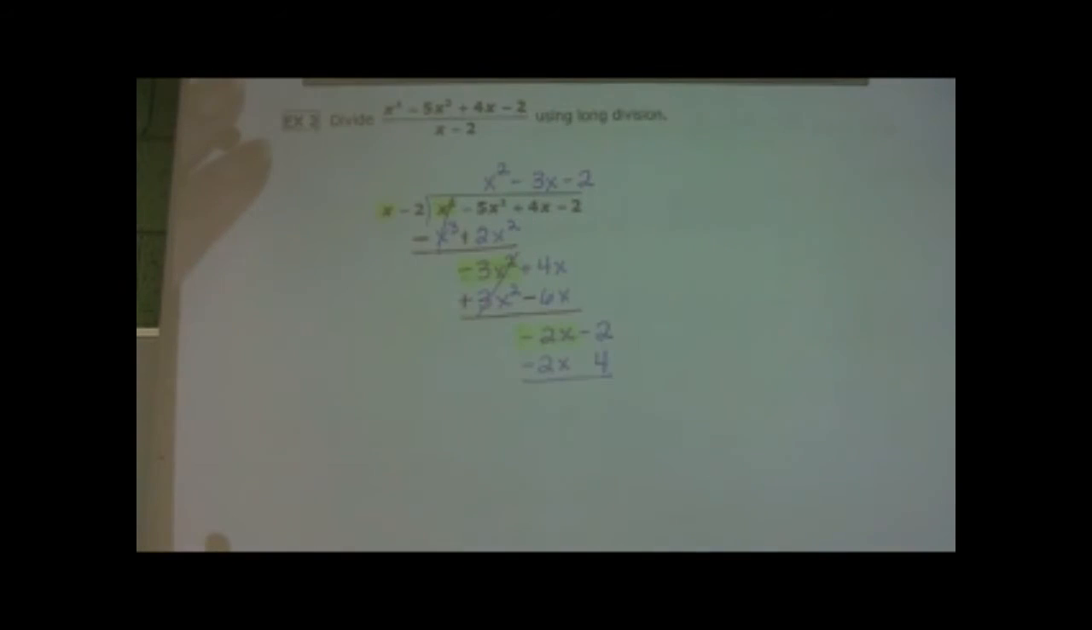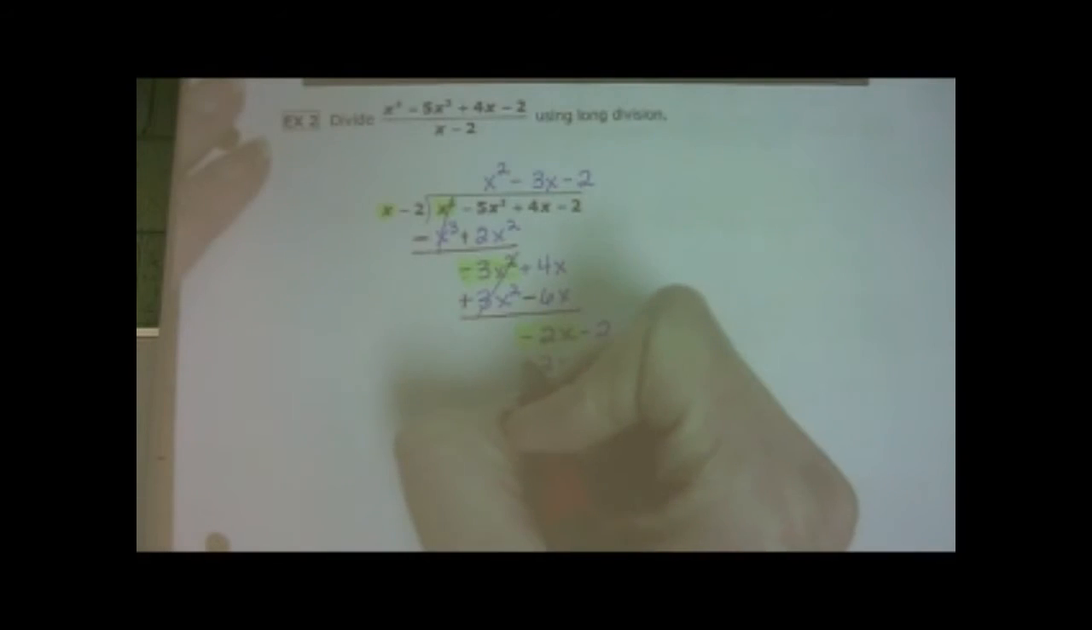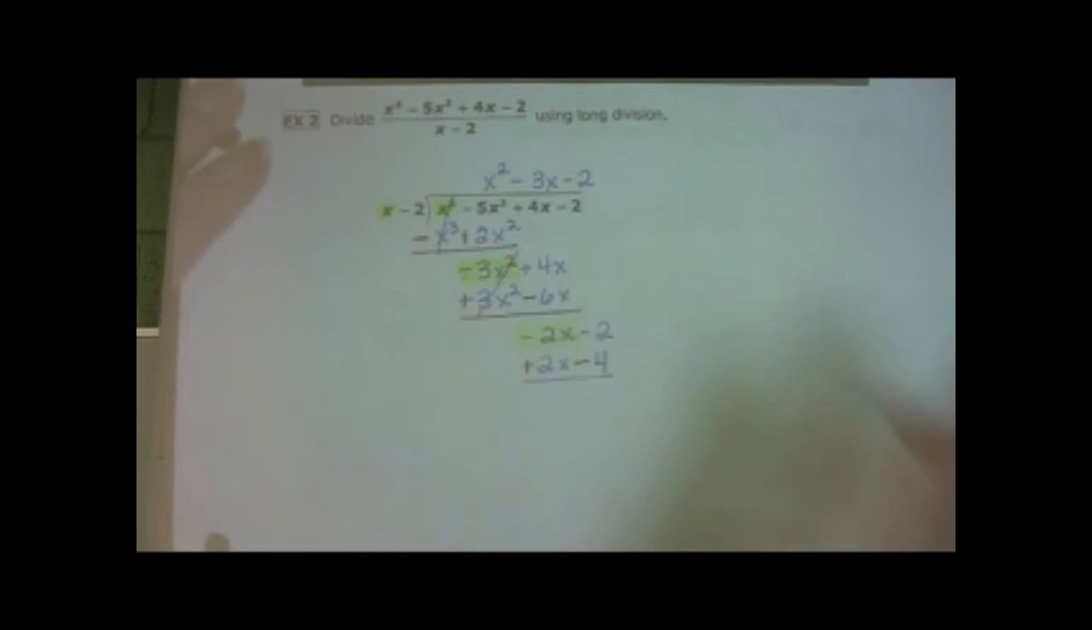All right, change both signs. So this becomes plus, this becomes minus. Negative 2x plus 2x eliminates. Negative 2 and negative 4 give me negative 6. And again, this is my remainder.